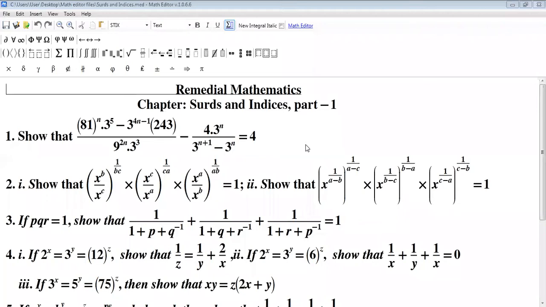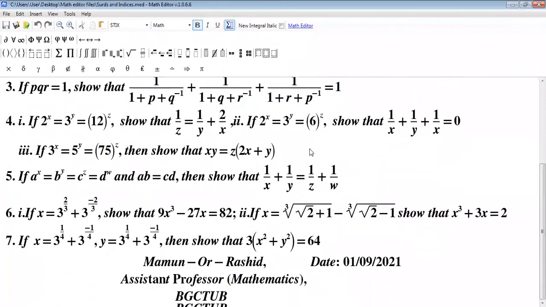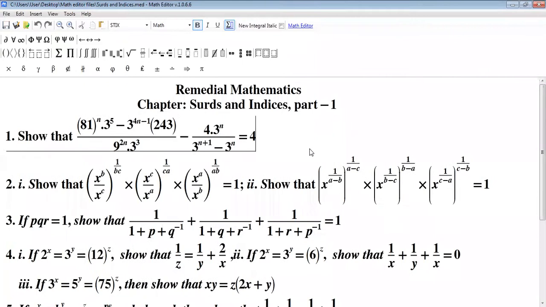Today we'll start the chapter sorts and indices. In the previous class we discussed the preliminary concepts and some basic concepts of sorts and indices. So today we'll solve some problems by using sorts and indices. There are about 10 problems and I will solve them now.